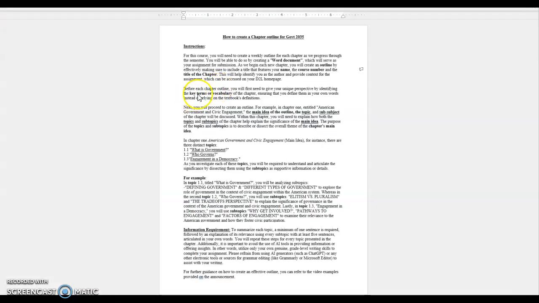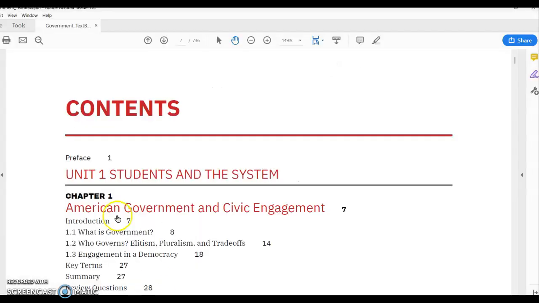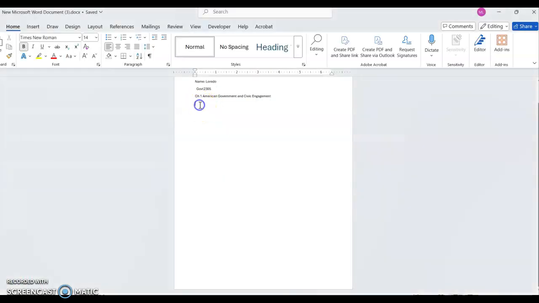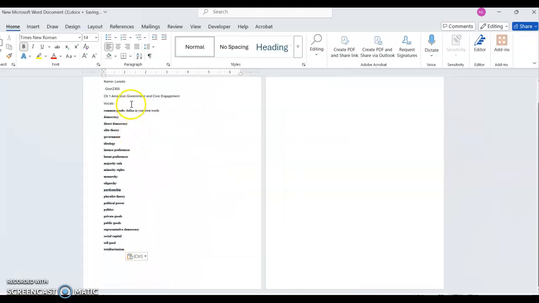Then it says that you have to identify the key terms or the vocabularies of the chapter and define them in your own words. So that can be located right here. I don't want you to copy word for word. I want you to explain it in your own words. So you're going to write down the key terms of the chapter and then define them in your own words.